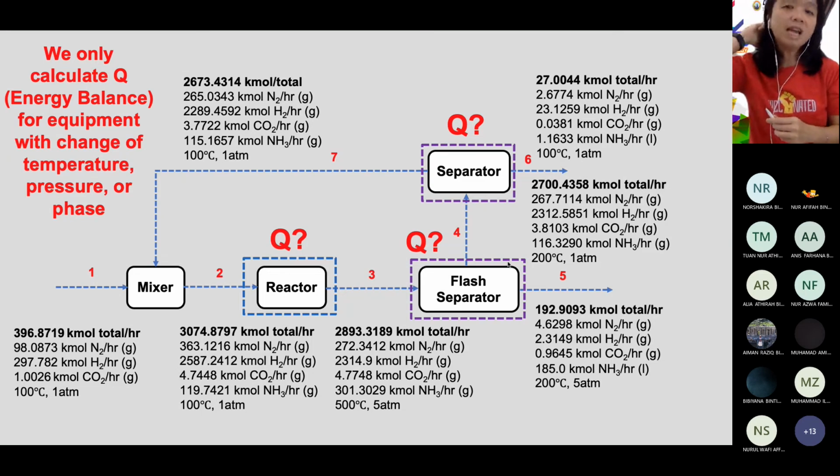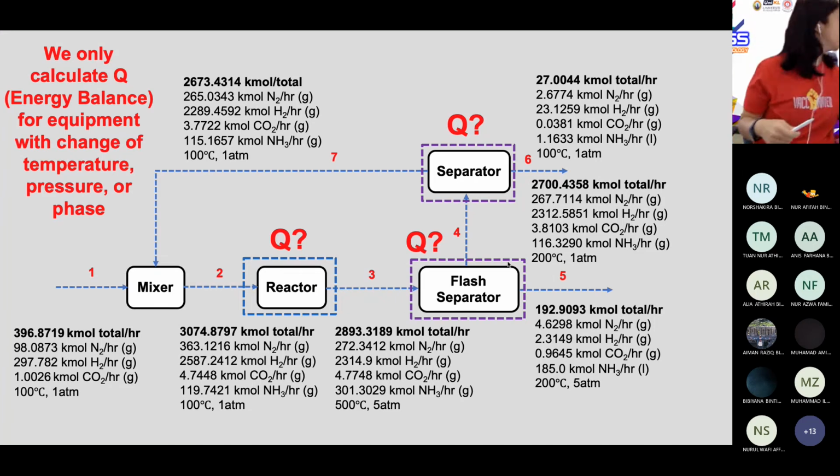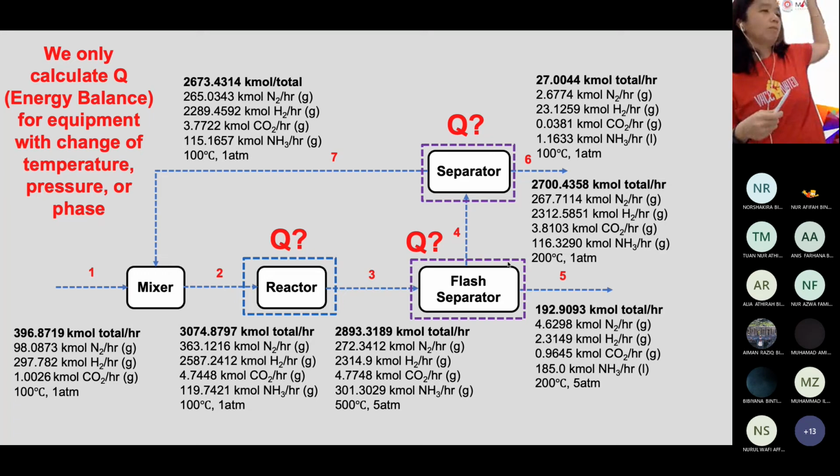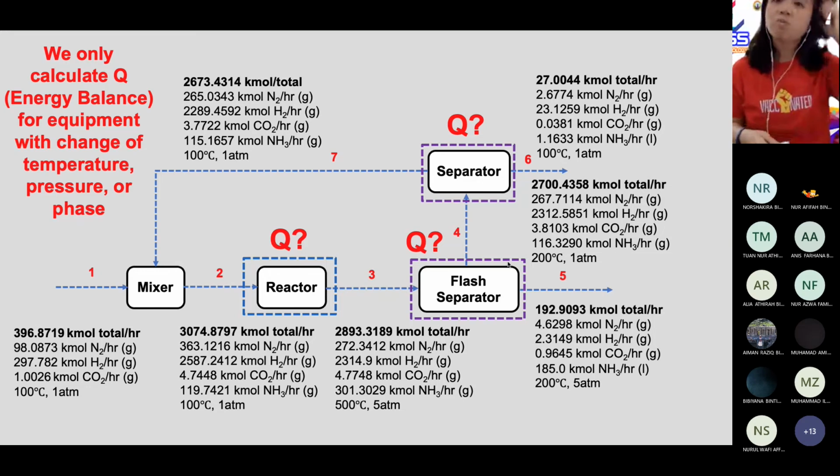So for those group under me, by having enough information during the consultation, I can already tell you which equipment that you will need to calculate Q, which equipment you don't need to calculate Q. Okay, so it's important to have the strict information so that we can know which one to calculate Q, which one you don't need to calculate Q.